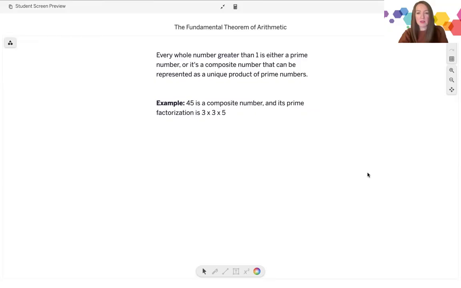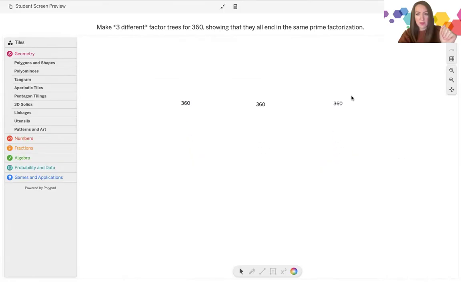45 is a composite number, and its prime factorization is 3 times 3 times 5. So what we see there is that 3 and 5 are the multiplicative building blocks of 45. There's no other way to factor down 45 into prime numbers. Every prime factorization of a number is unique to that number. Let's see an illustration of this.